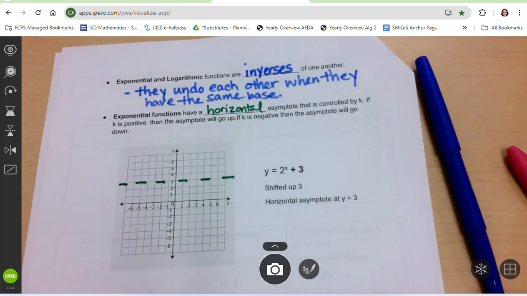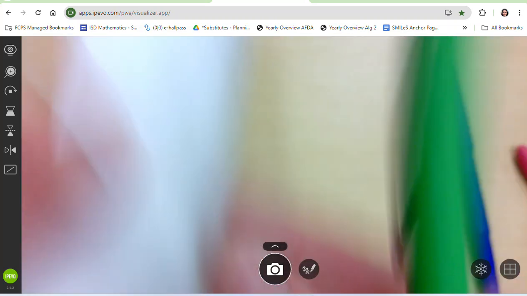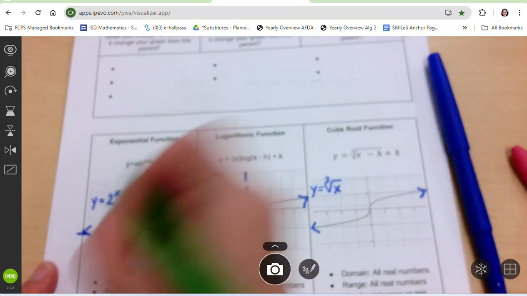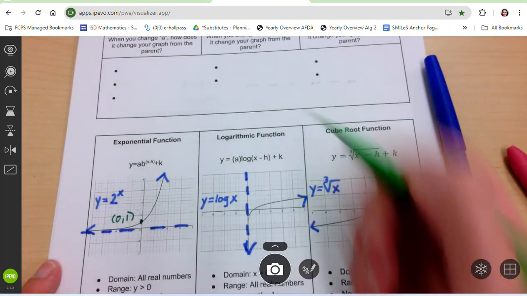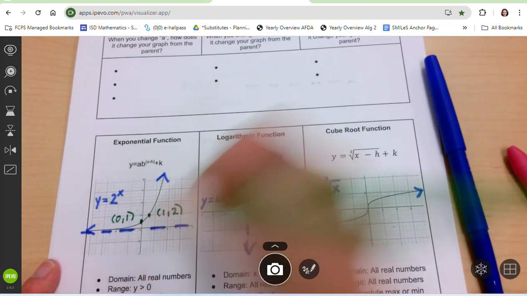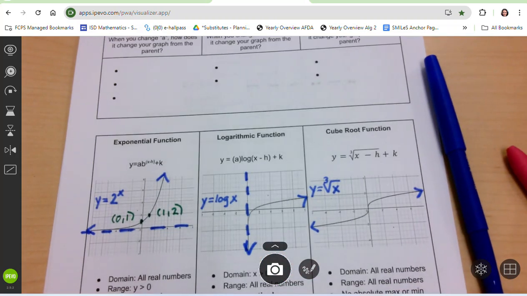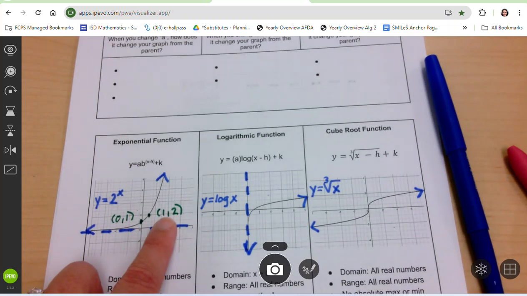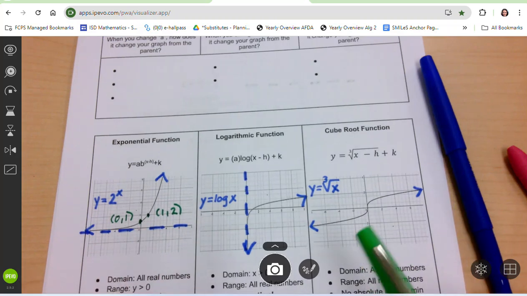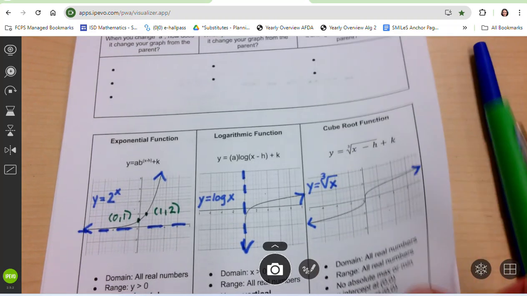Now we need some points on our graph, so I'm going to go back and find some points that I can shift up 3. I'm going to use this point here at 0, 1, and then this point here at 1, 2. These are the points that I'm going to shift up 3. This is my parent graph right here, and I looked at it and found 2 points to help me draw the curve. We're going to use 0, 1, and 1, 2.